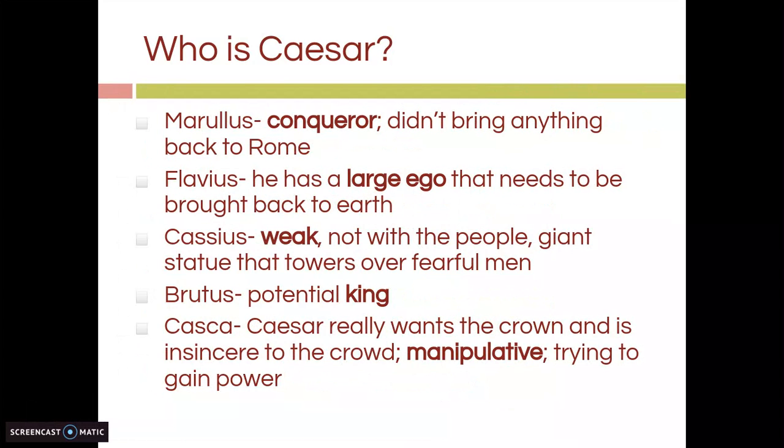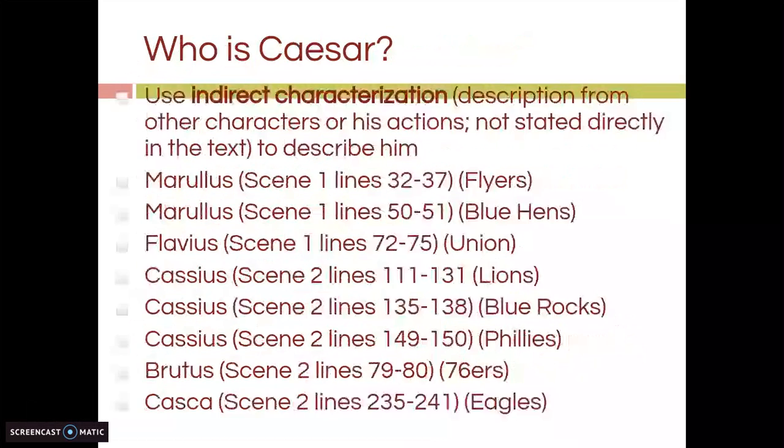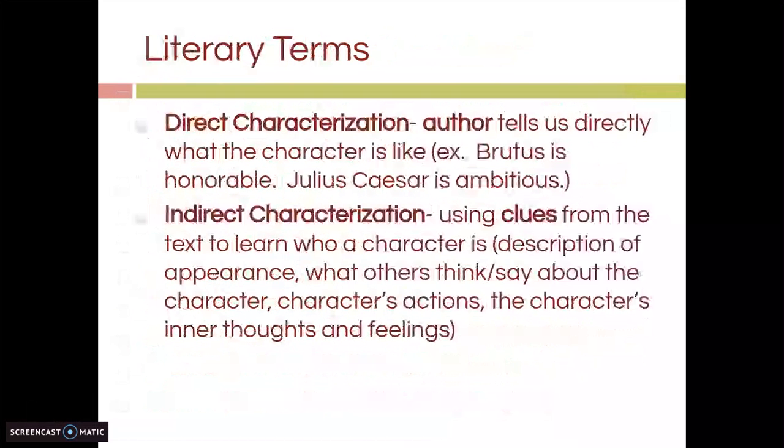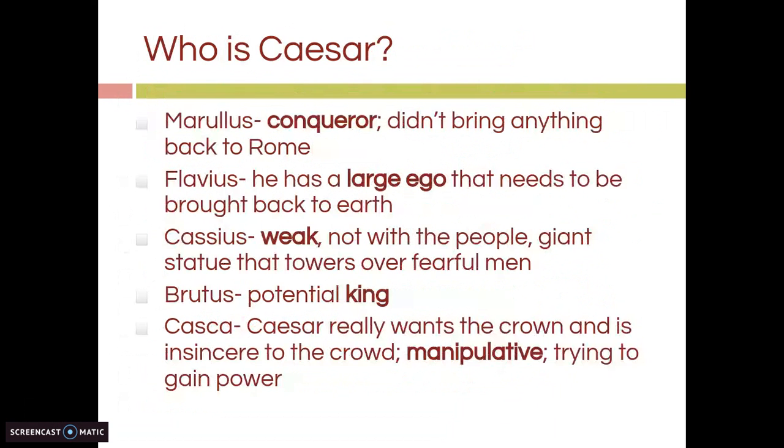Casca says he's rather manipulative, that he really wants the crown and is insincere to the crowd, that he's trying to gain political power by looking humble. So those are all ways that the playwright uses indirect characterization, by what other characters say about Caesar. That's how we learned who Caesar is.